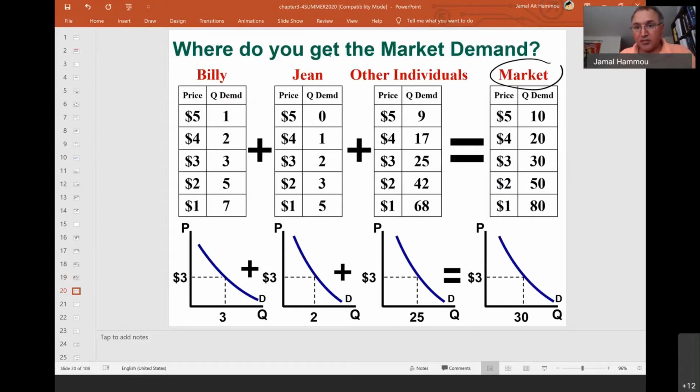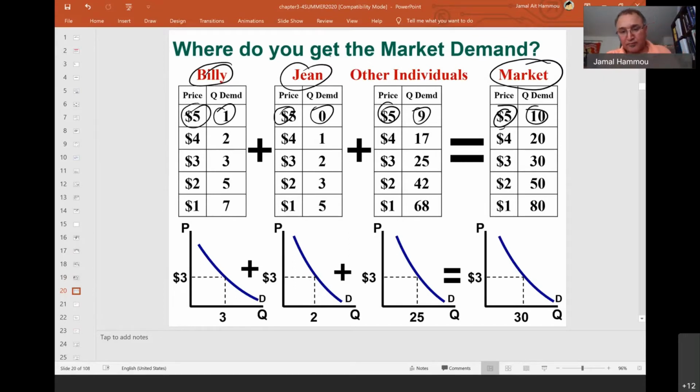Now, first we have the market. What is the market for something? I'm just going to see how many people I have in the market and add them together. So we have individual demand. I can have Billy, Jean, and other people. Let's take the price of 5: Billy is willing to buy 1. At the price of 5, Jean is buying 0. The other people at the price of 5 buy 9. If I want to add them together, I just say at 5, I will do 1 plus 0 plus 9, which is 10. So the total market demand is the sum of individual demand.